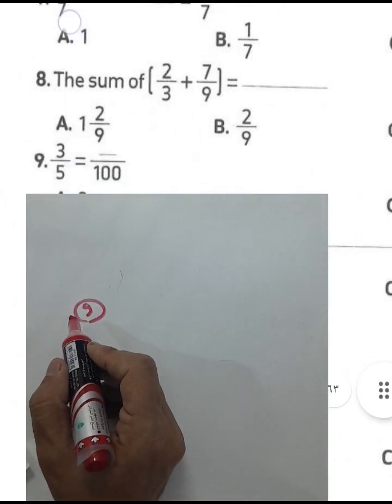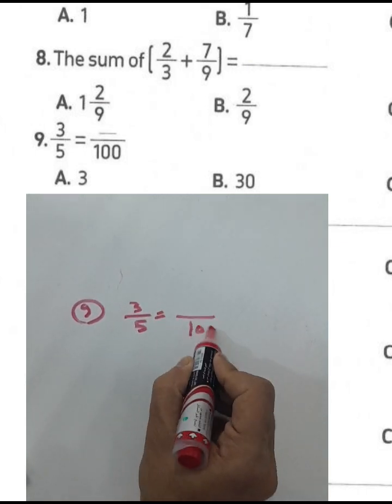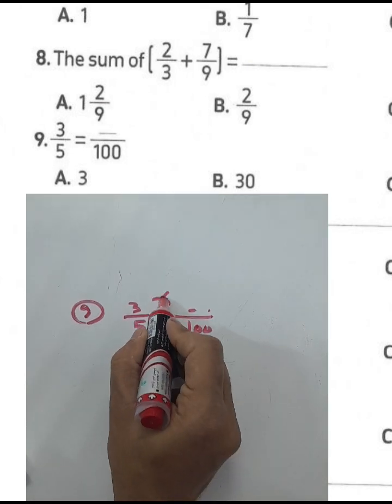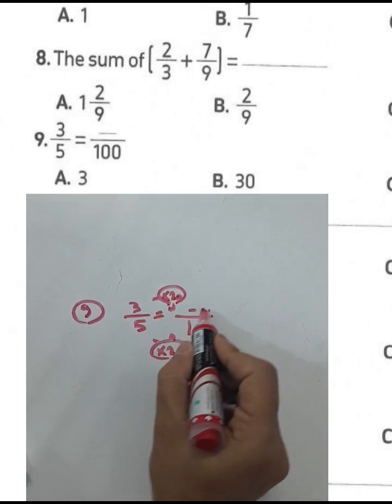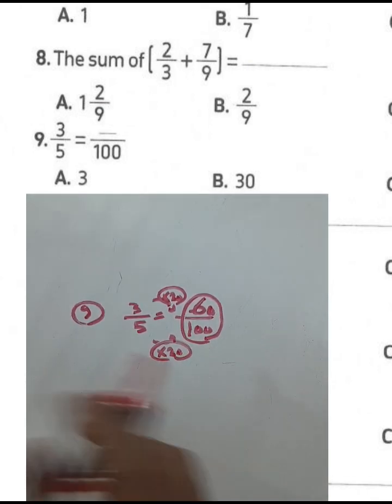Question number 9. 3 over 5, convert to blank over 100. We multiply here by 20 and here by 20. 3 times 20 equals 60. Then you can write 60 here in the blank space. Write 60.